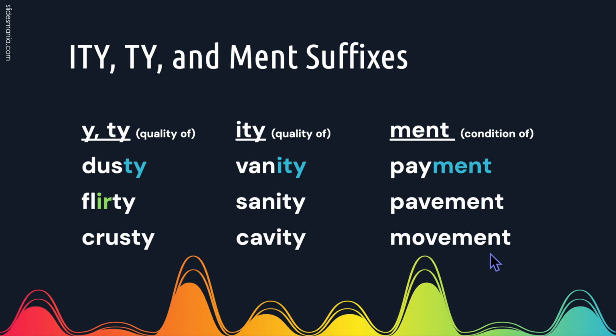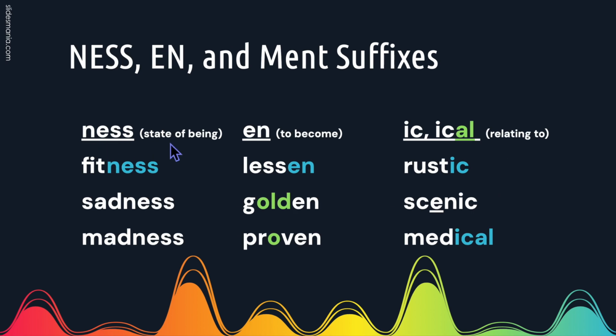Pavement, movement. The suffix -ness means state of being. So a person that has good fitness has the state of being fit. Sadness means the state of being sad, and madness means the state of being mad. -en means to become, so to lessen means to become less. OLD at the end of a root word has a long O sound. So golden means to become gold. This O has the sound of oo, proven.